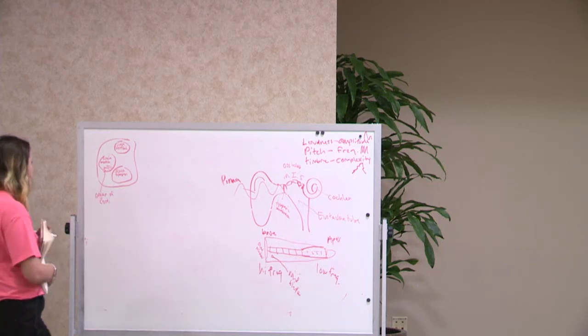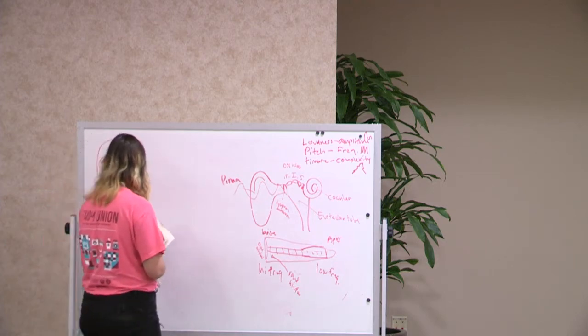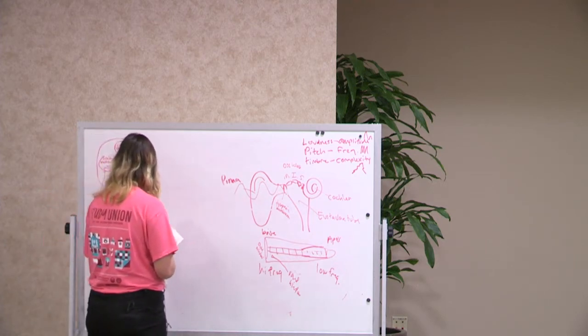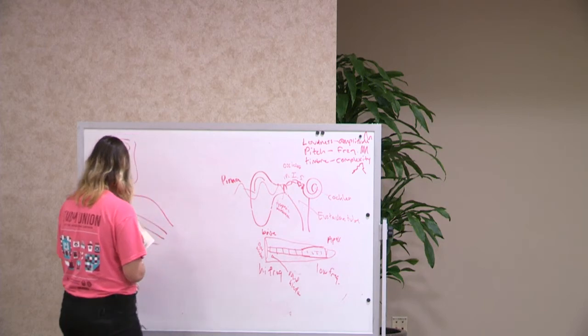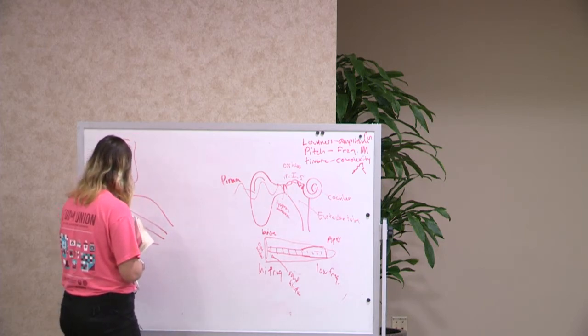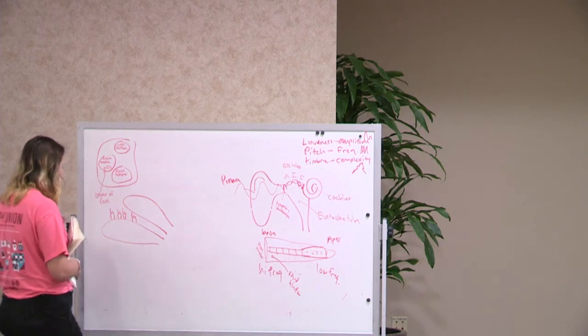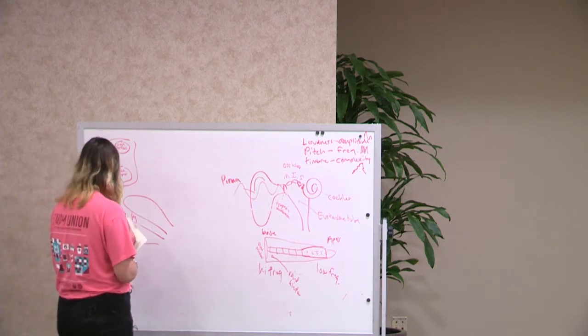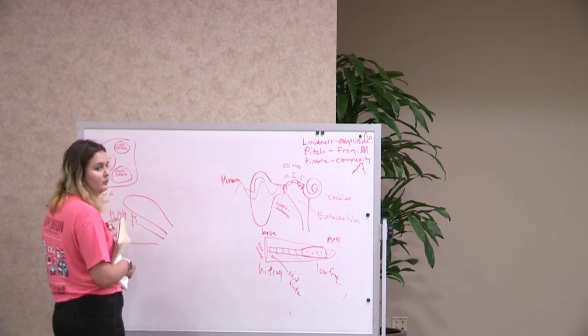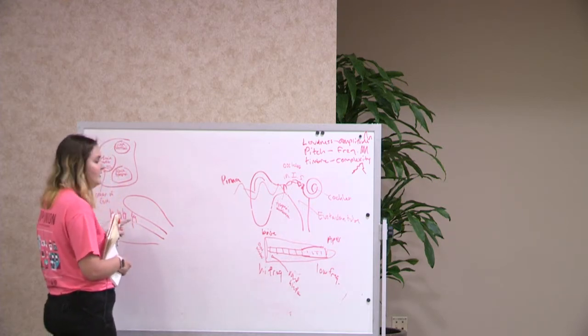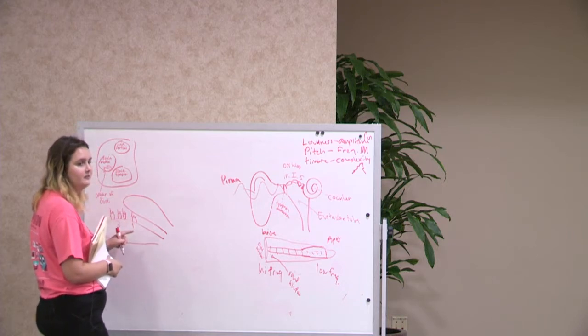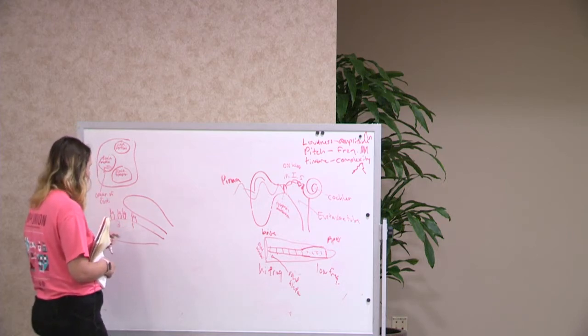So if we zoom in on the organ of Corti, we have our hair cells. We have a ratio of 3 outer hair cells to every 1 inner hair cell. Even though we have more outer hair cells, the inner hair cells are actually more sensitive because they have more spiral ganglion.